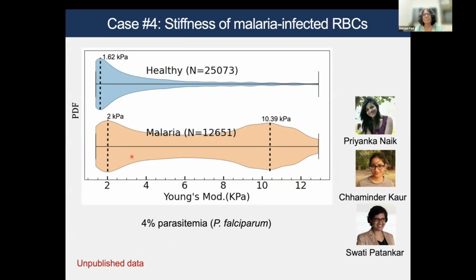But very strangely, we found that, yes, we do get two different peaks, which is what we would expect. But given it's only 4% parasitemia, I would have expected this peak to be a really small blip. On the other hand, it looks like there are quite a lot of stiff RBCs in that population, although they might not have a parasite directly inside them. Okay, and this is something that we are still investigating. It's unpublished data. This is what we have initially. And we also work with sickle cell, but I'm not going to go into it today because that's a longer story for another day.